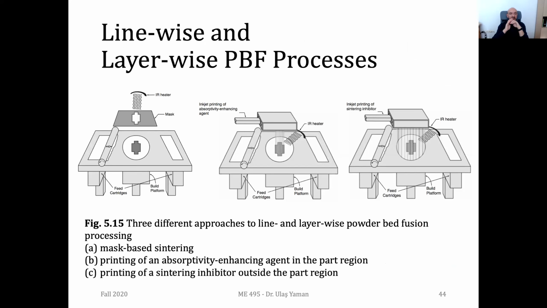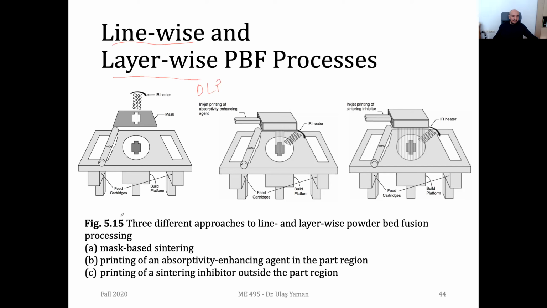Now we will focus on a bit different issue. In the previous ones, we were always using a point-wise process, right? We have a laser or an electron beam, and it's just scanning the whole powder bed, right? But now instead of that, we may have different solutions. The first one might be a line-wise case, and the other one is a layer-wise case, which might be similar to the DLP process. Not exactly the same, but at least the fundamental idea is the same.